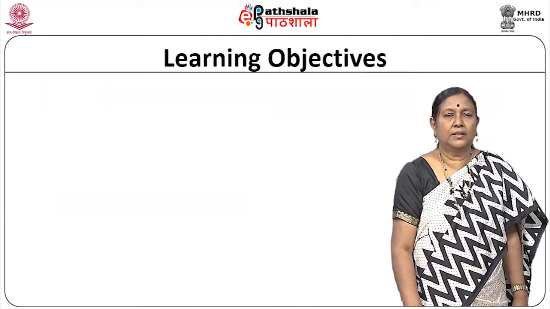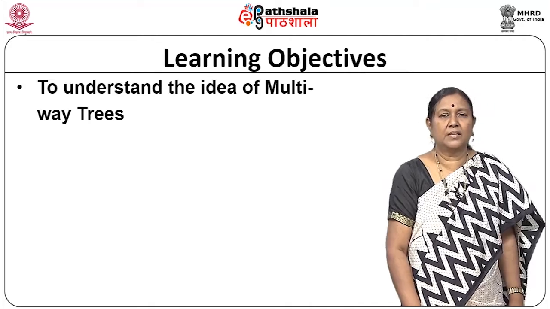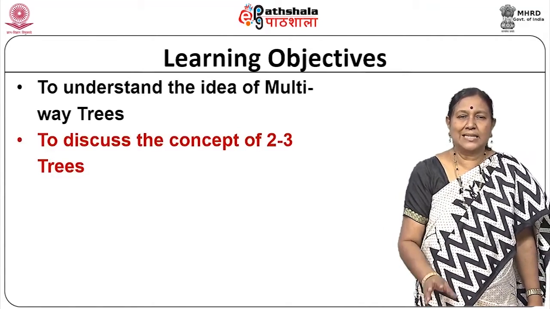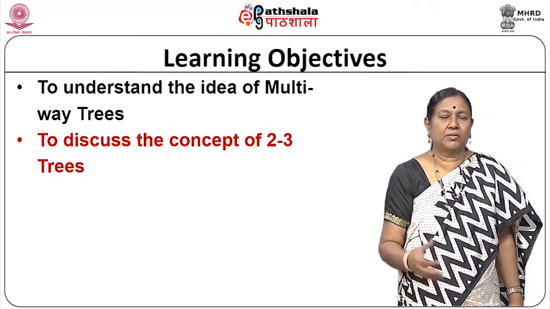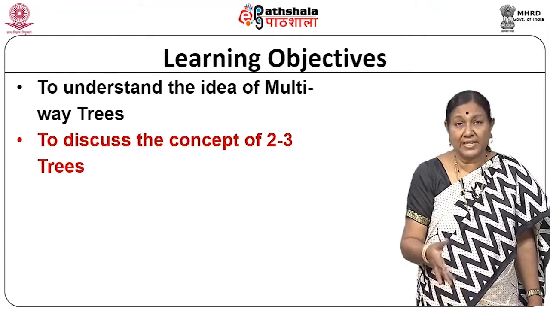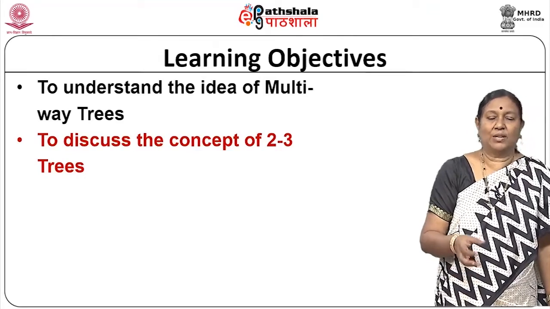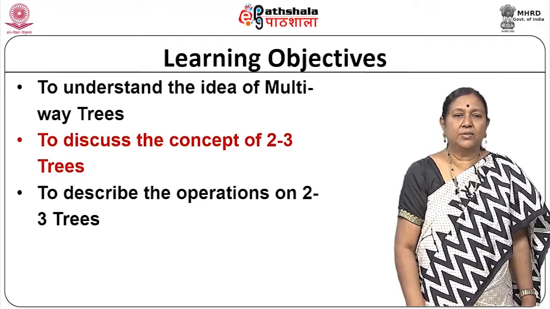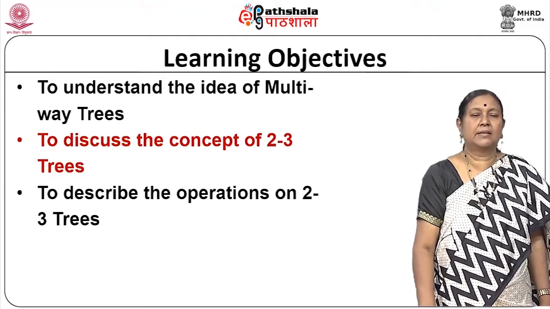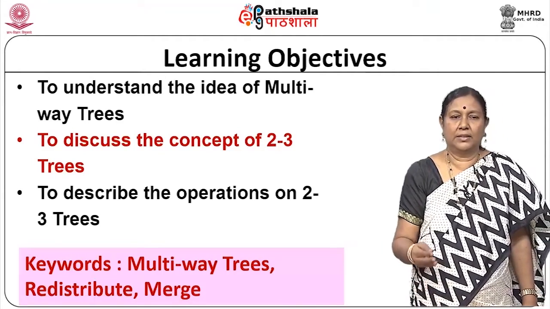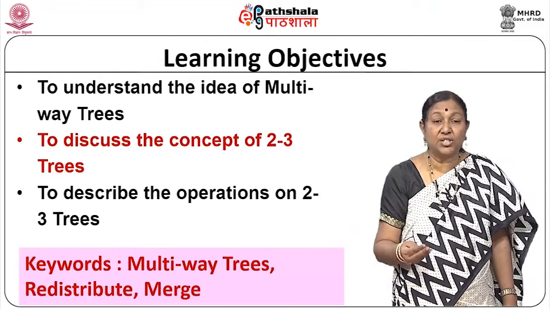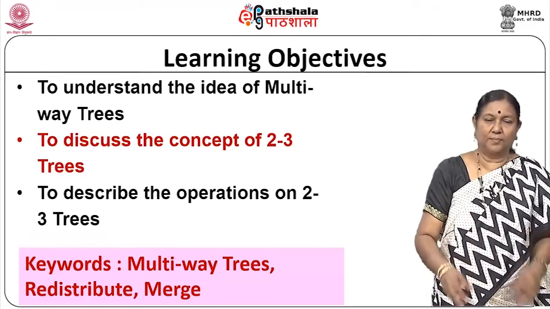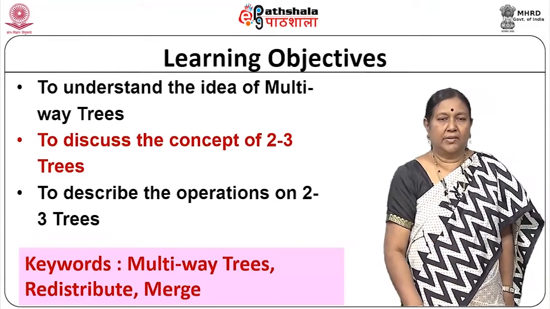Now let us look at the learning objectives of this module. The learning objectives are to understand the idea of multivariate trees, and to discuss the concept of 2-3 trees, because this is the first time we are looking at balance. I did not say it earlier, but it is actually balanced multivariate trees. Then we will describe the operations on 2-3 trees. These are the keywords: multivariate trees, redistribute and merge. So, with these learning objectives, let us go into the multivariate trees.